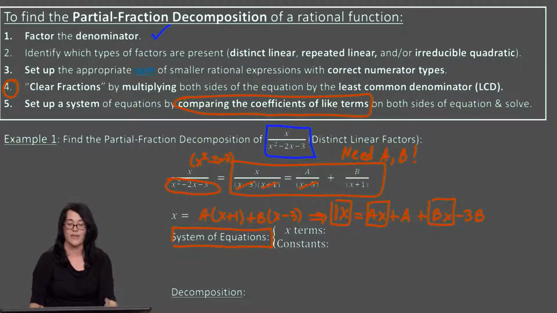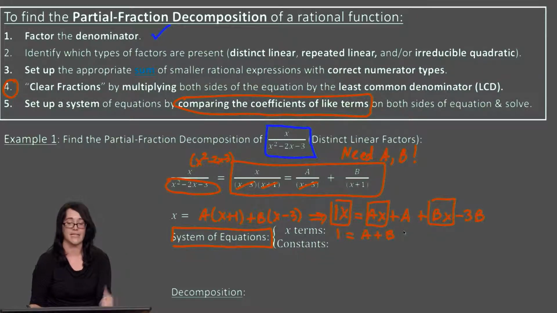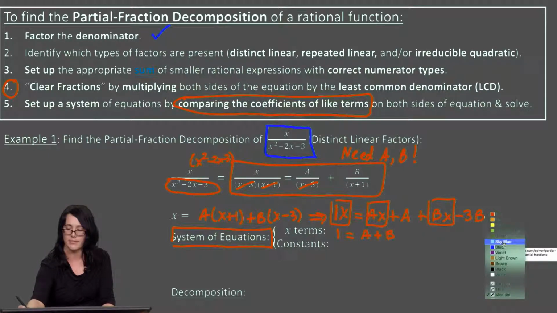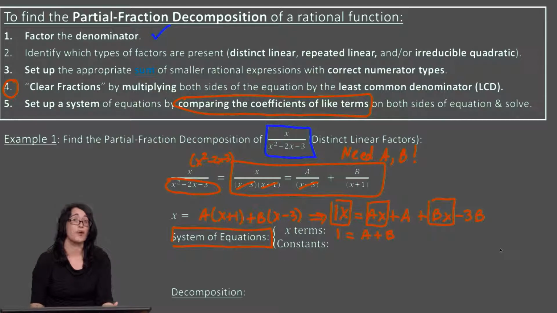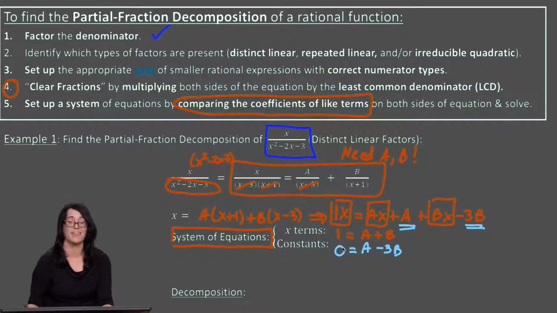So that constraint gives us our first equation. I would say that 1, the coefficient of x, better equal a plus b. So when I add up a and b, I better get 1. That's my first constraint. Let's look at our next constraint involving the constants. On the left side, notice there are no constants. So when I add up my constants from the right, a minus 3b, they better equal out to 0 because there is no constant on the left.